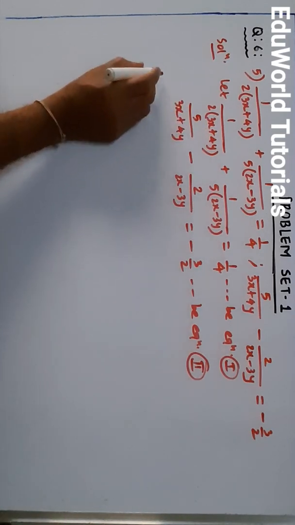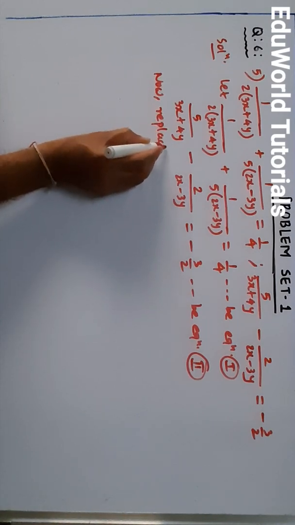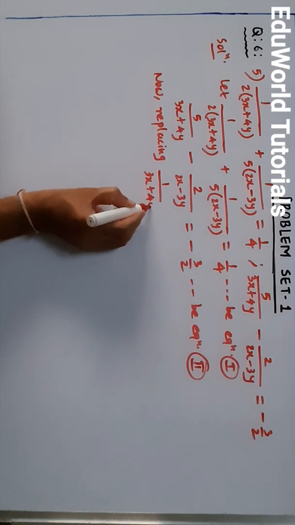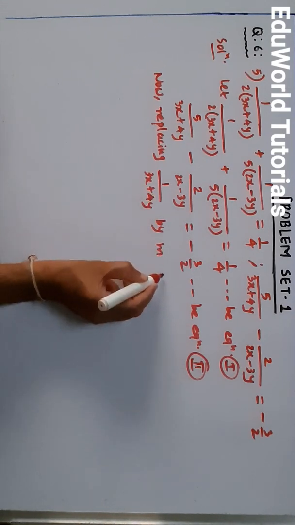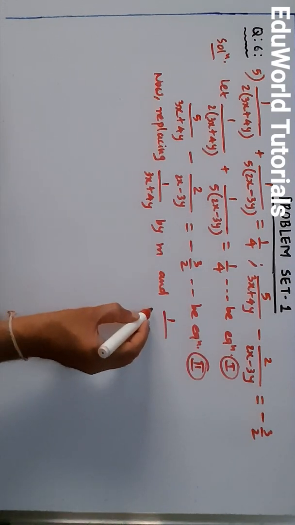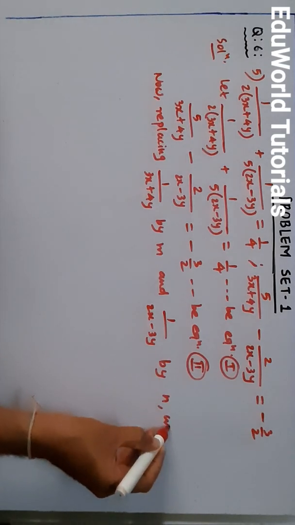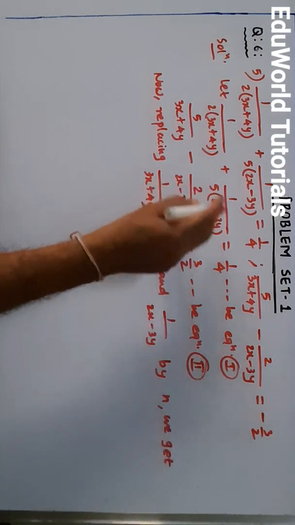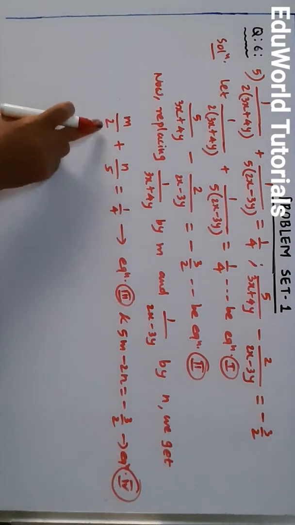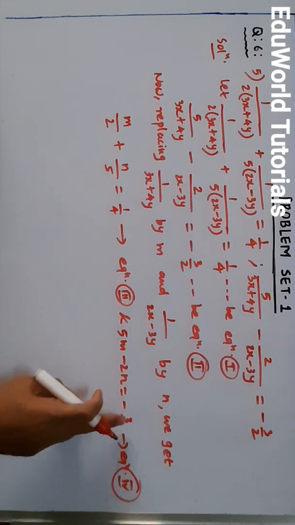Now what we do is replace 1 upon 3x plus 4y by m, and the remaining part which you see in both the equations, 1 upon 2x minus 3y, by n. So what do we get? We get the modified form of these equations: m by 2 plus n by 5 equal to 1 upon 4, and 5m minus 2n equal to minus 3 by 2.